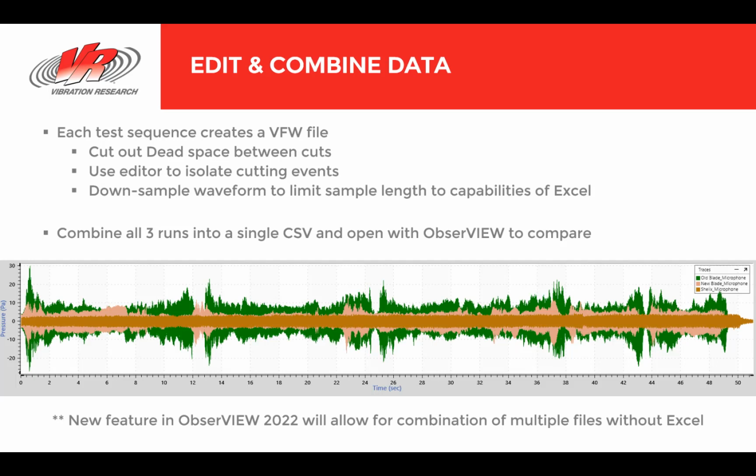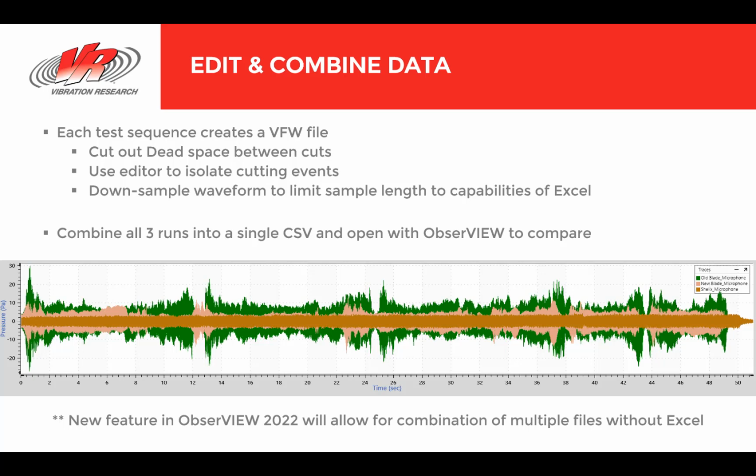Each test sequence created a VFW. I went through and manually edited these and cut out a bunch of dead space, used the editor features of ObserVIEW to do that, and then also downsampled the waveform. In this older version of ObserVIEW that I'm using, we did not have the ability to automatically overlay multiple recordings. So I wanted all my recordings to start and finish at relatively the same time. So I cropped out the data that was interesting, generated a CSV in Excel, and then imported it.